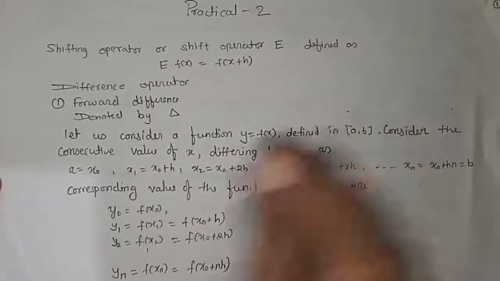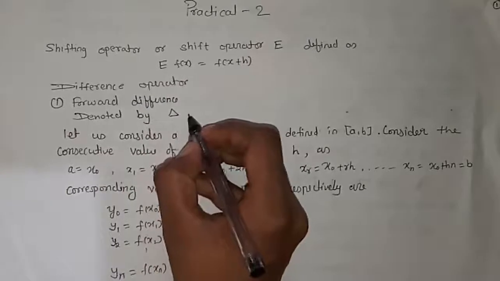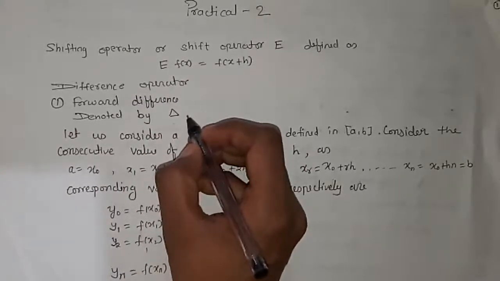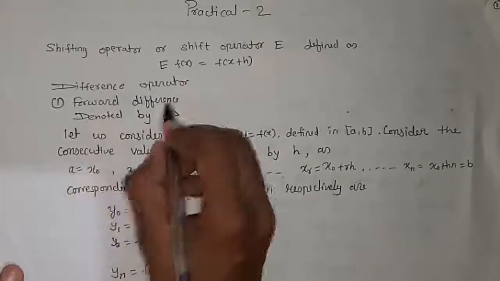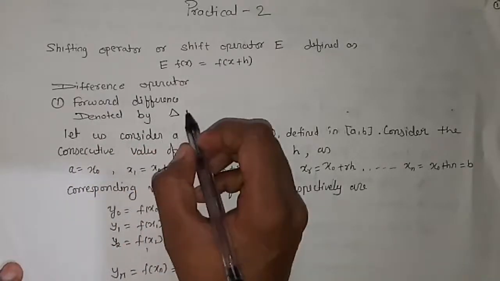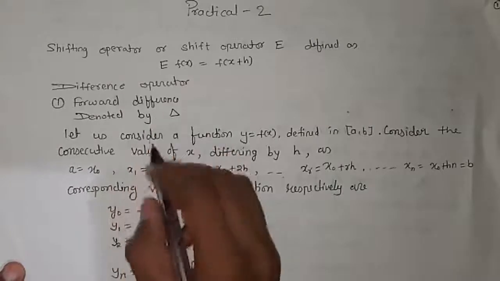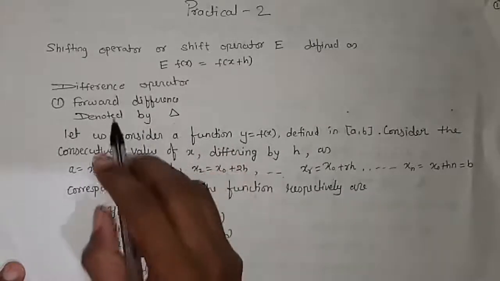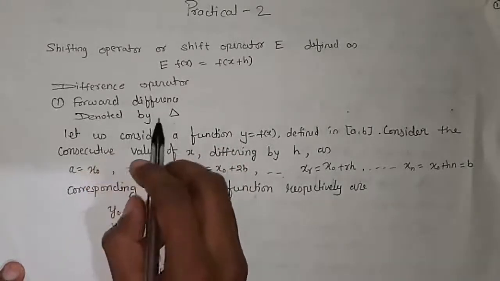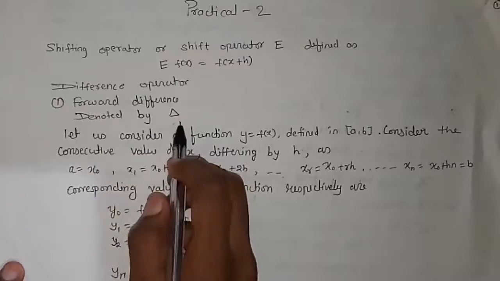We will study about three operators in this practical. The first one is the difference operator. There are two types of difference operator: one is forward difference and another one is backward difference. So what is forward difference? See, the forward difference operator is denoted by this delta.